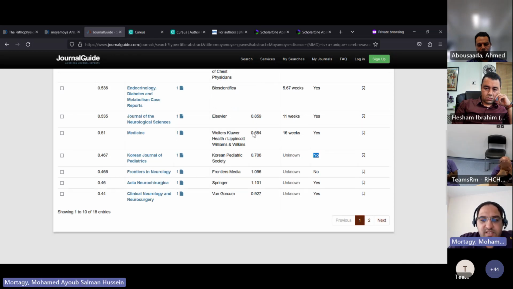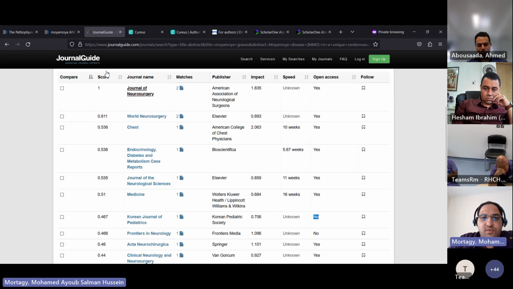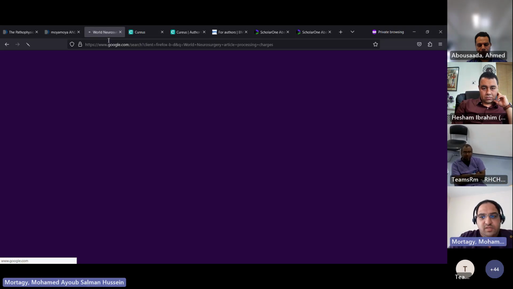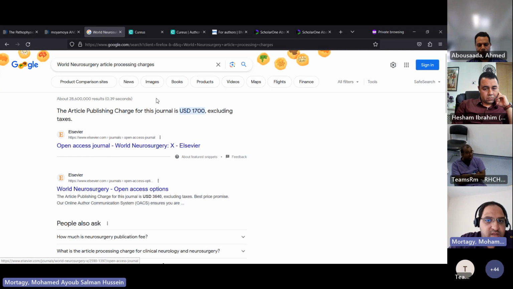Closed access journals will not ask you to pay. That's another factor, because let's say I want to go to Journal of Neurosurgery or World Neurosurgery Journal to write an article. Article processing charges are one of the factors that you will choose about. It's $1,700, right? Some institutions you work in can give you funds for it.